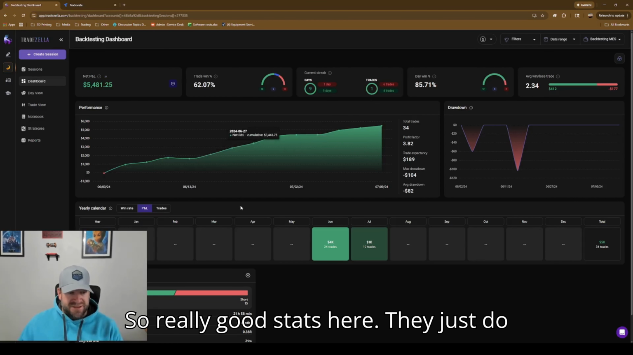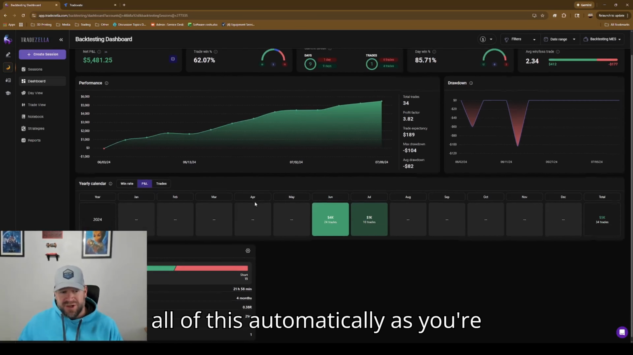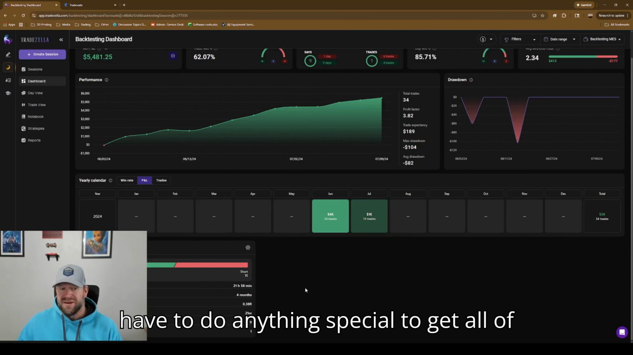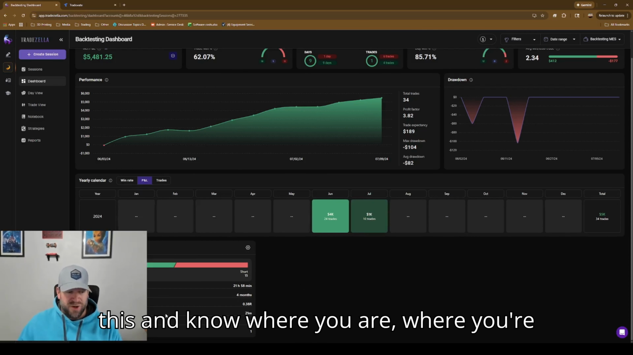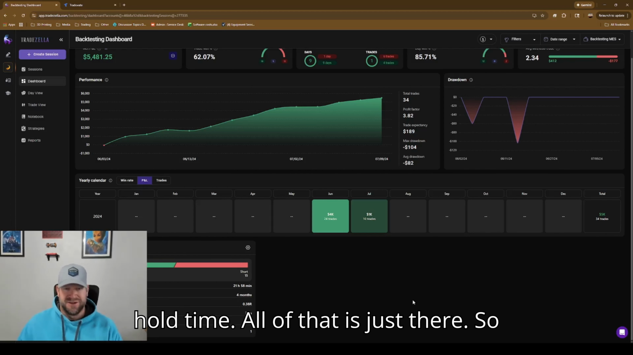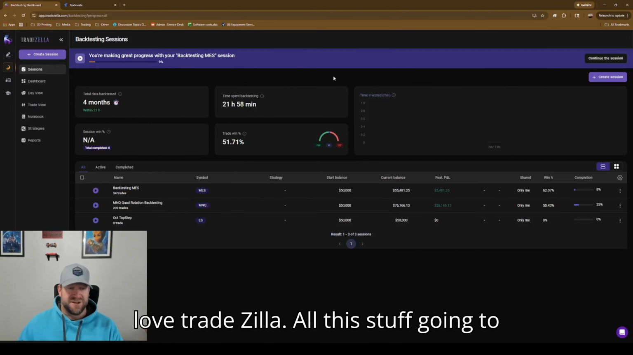So really good stats here. They just do all of this automatically as you're testing inside of their tool. You don't have to do anything special to get all of this and know where you're at, what you've been doing, your average hold time. All of that is just there. So love TradeZella for this stuff.